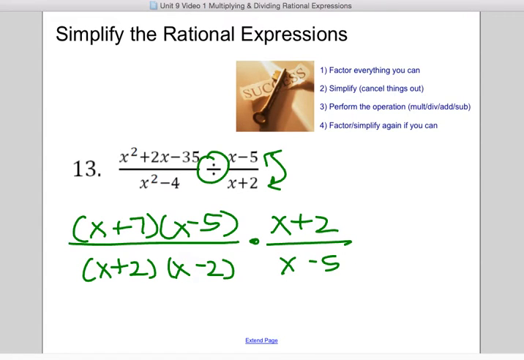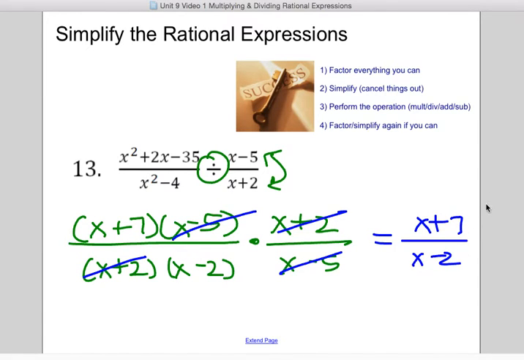Now I can go ahead and cancel. X plus 2's, x minus 5's, and all I have is x plus 7 and x minus 2. There is my answer, simplified all the way for number 13.